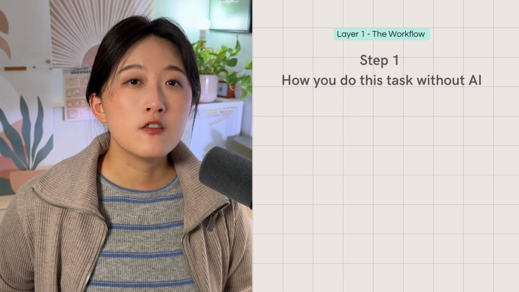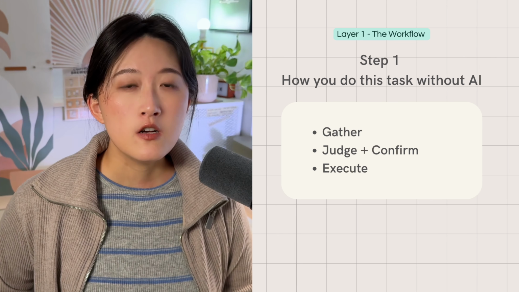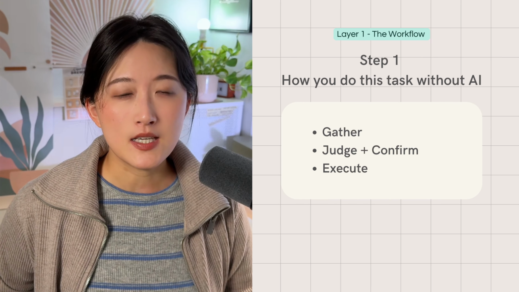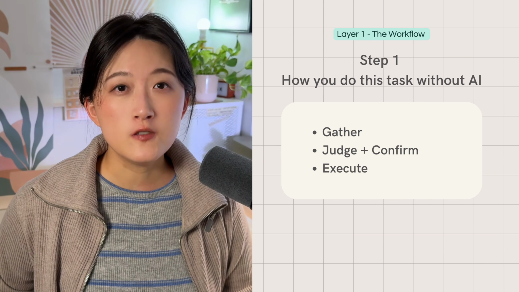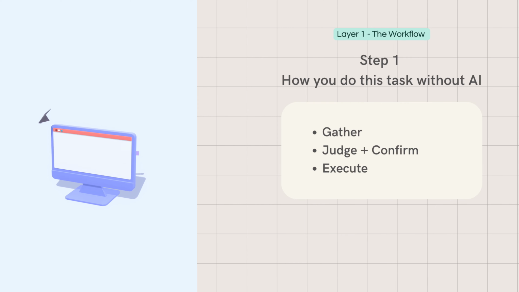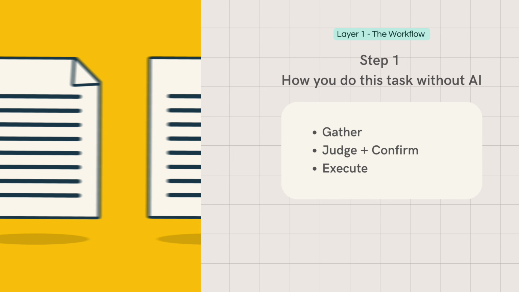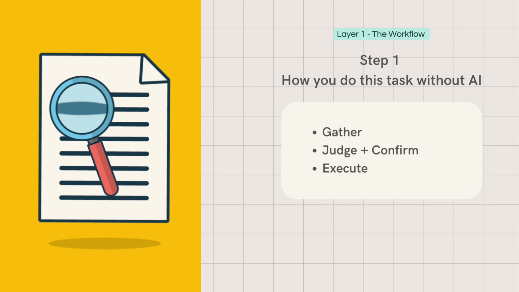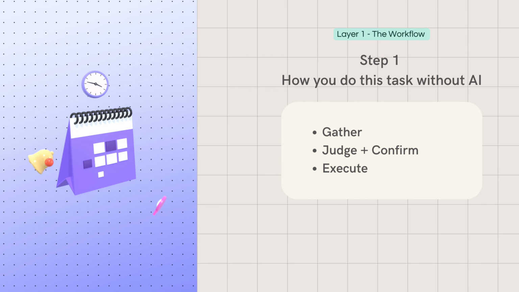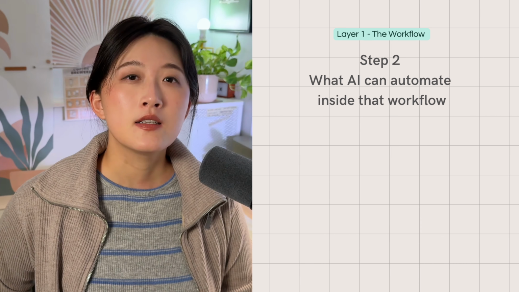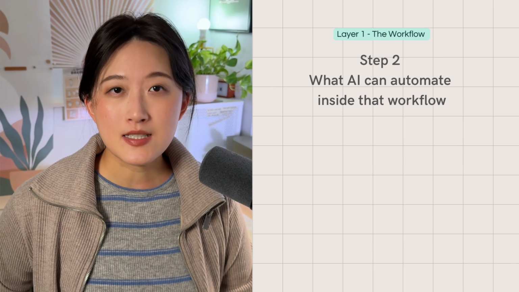Let's anchor ourselves in the simple workflow we already know. For this task, the natural pattern is gather, judge and confirm, then execute. You collect information from emails, you pause to judge what's important and confirm the details. Then you turn that into calendar events. That's all the foundation we need. Step 2. What AI can automate inside that workflow.